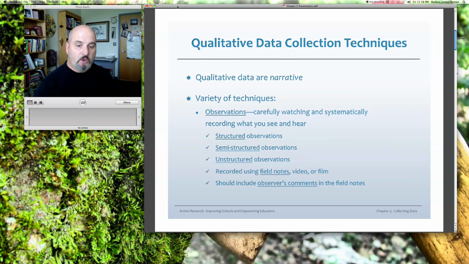Okay, so you have structured, semi-structured, unstructured observations. Structured will be more in a clinical setting, maybe behind a mirror, two-way mirror, something like that. Semi-structured, you may just be sitting away from a table where some kind of interaction is going on. Unstructured, more along the lines of moving around. You're not really confined to one place.